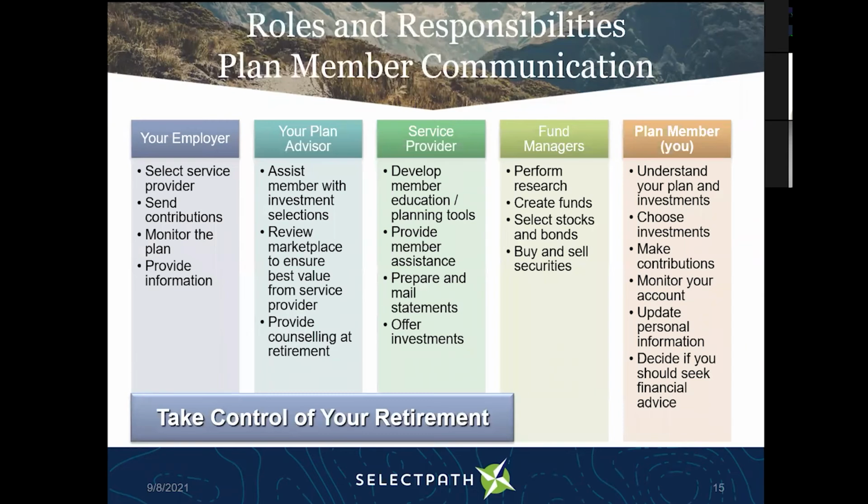This is an excerpt from an employee communication or a meeting that I've done in the past. And the idea is to advise employees that they have to take control of their retirement. So it outlines who does what.